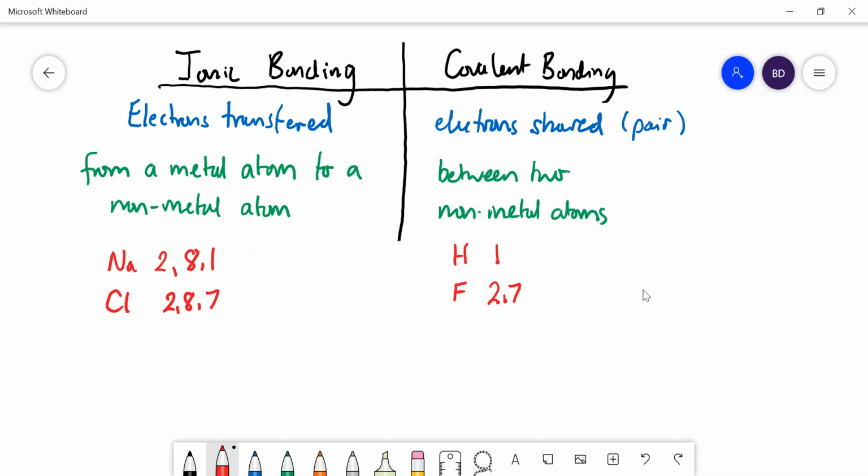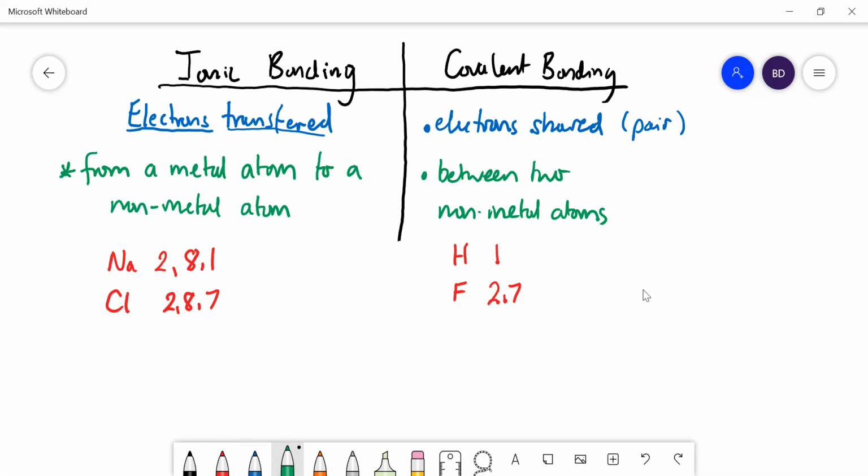Okay, so you probably looked at ionic bonding, and now we're going to look at another kind of bonding, covalent bonding. Now, in ionic bonding, electrons are transferred from one atom to another, and it's always from a metal atom to a non-metal atom. Whereas in covalent bonds, a pair of electrons are shared. So electrons aren't transferred; they're shared. And it's always between two non-metal atoms.